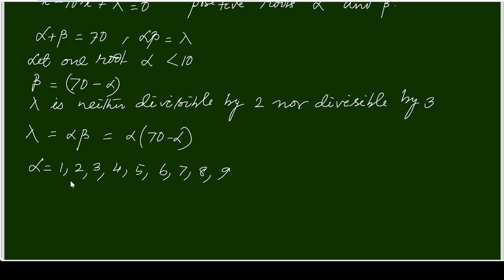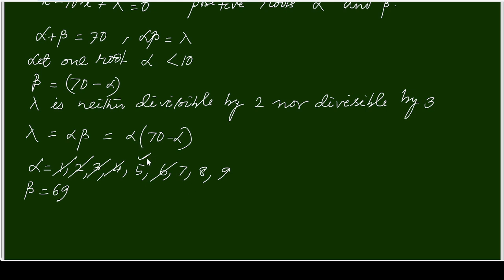If alpha is 1, then lambda will be a multiple of 1 and beta will be 69 at that time. So 69 is divisible by 3, so the whole thing, lambda, is divisible by 3. So this one is cancelled. If it is 2, then it will be a product of 2, so not accepted. Product of 3 not accepted. 4 not accepted. Only 5 can be accepted. 6 not accepted.